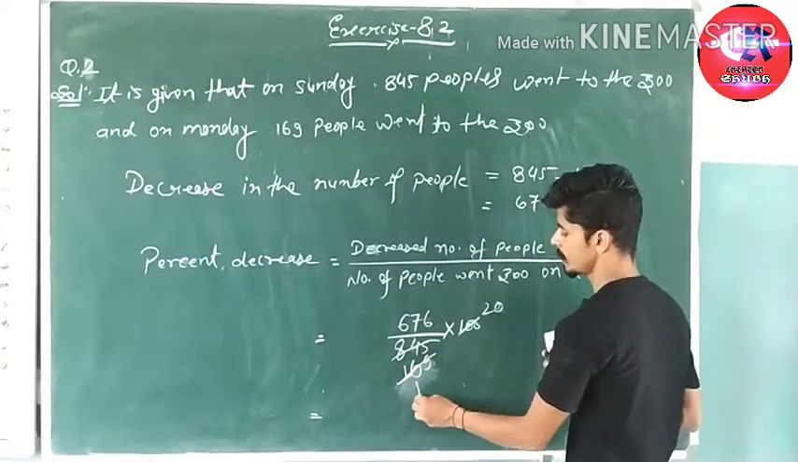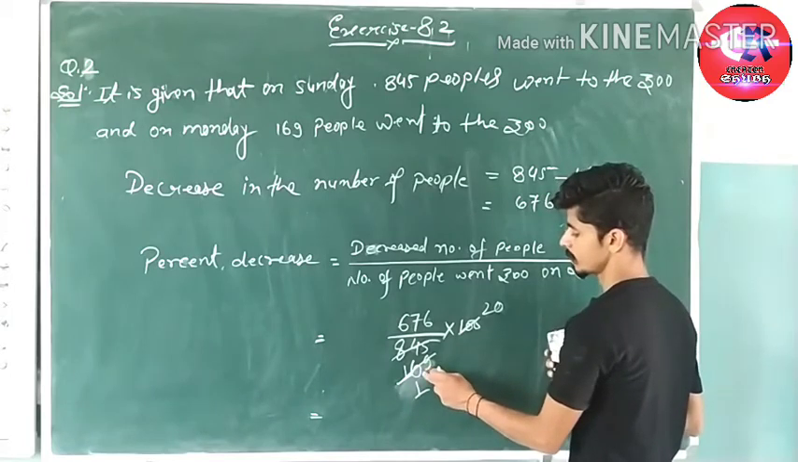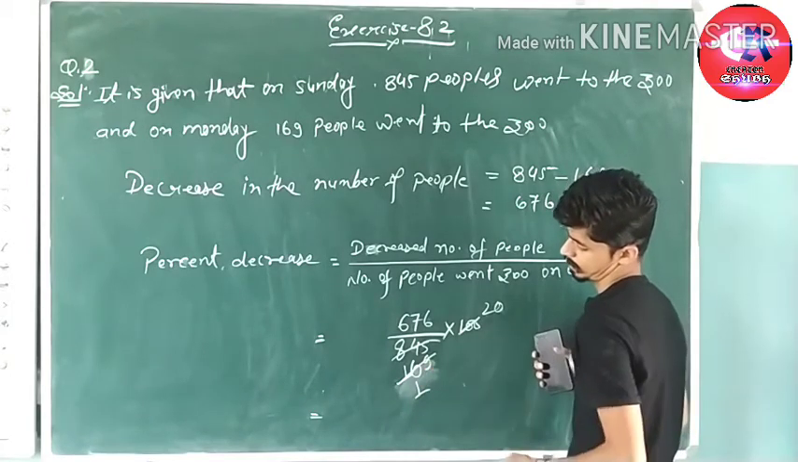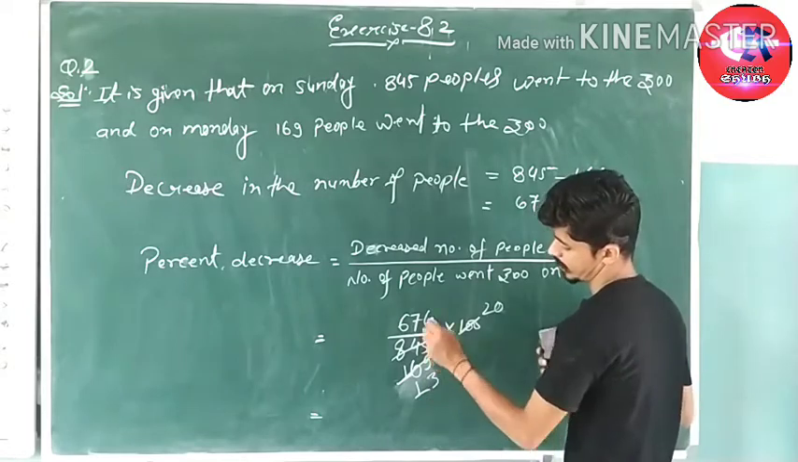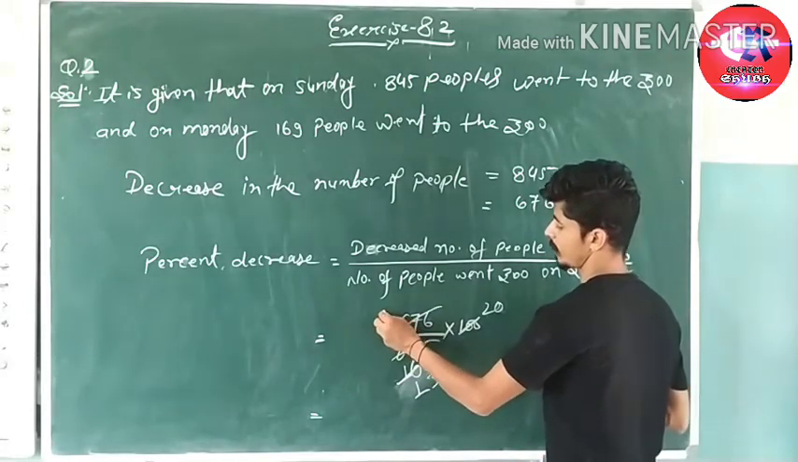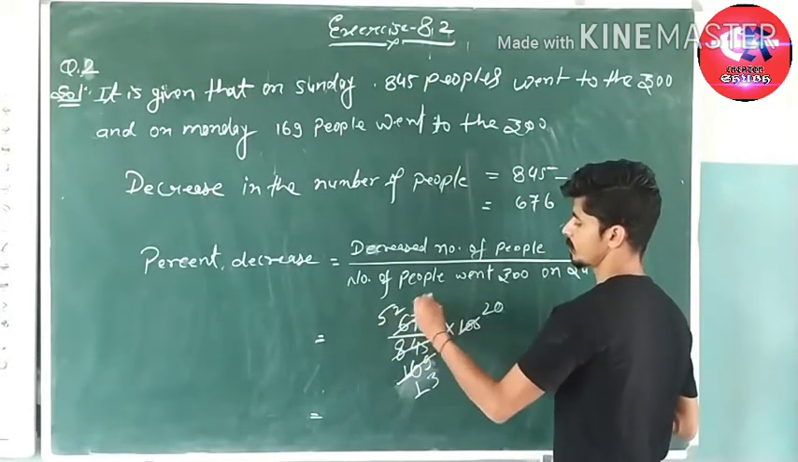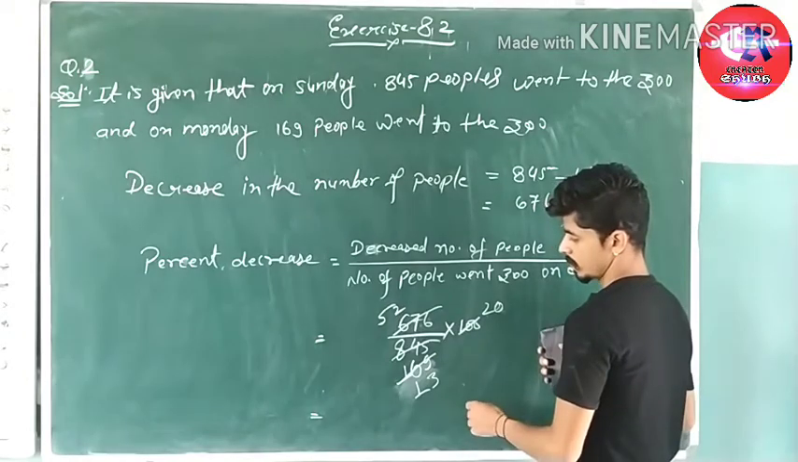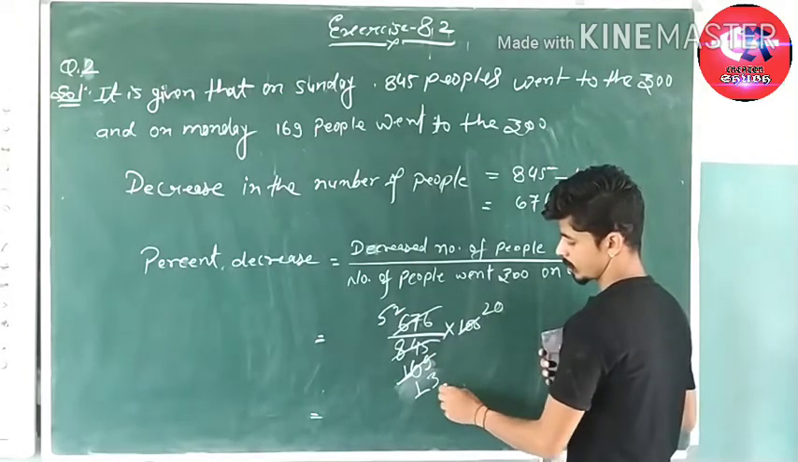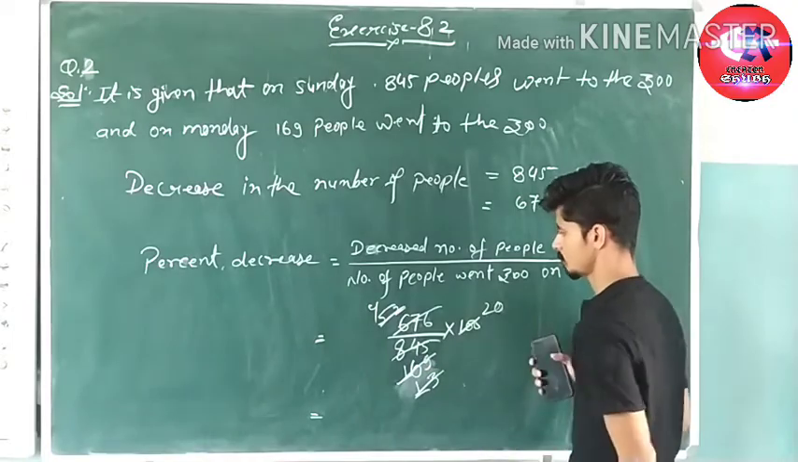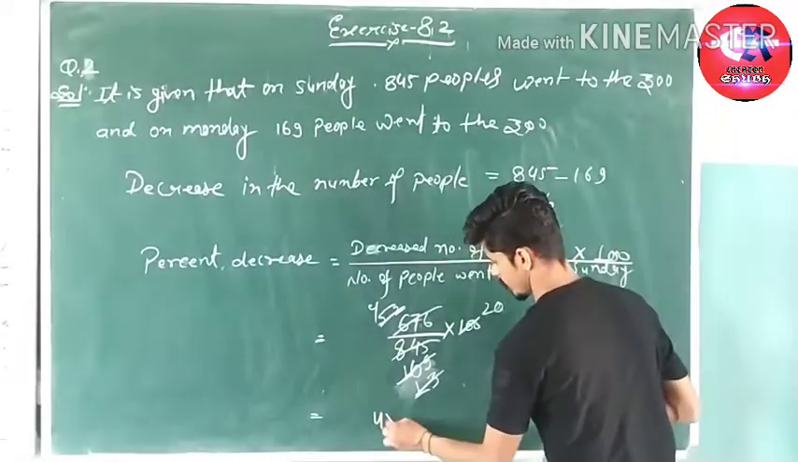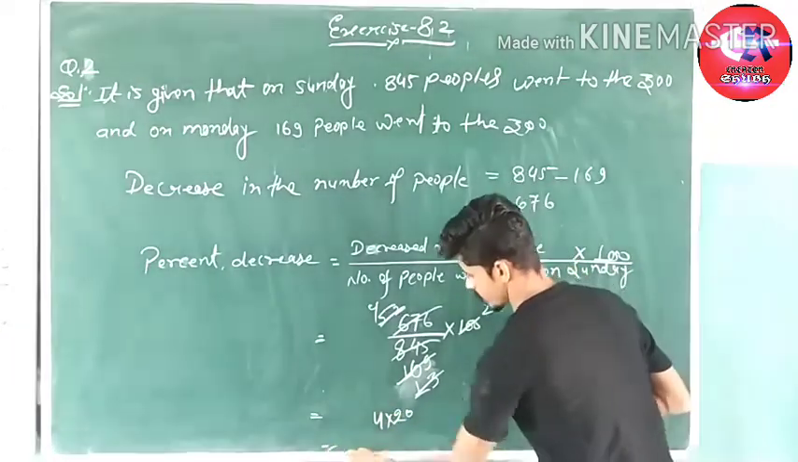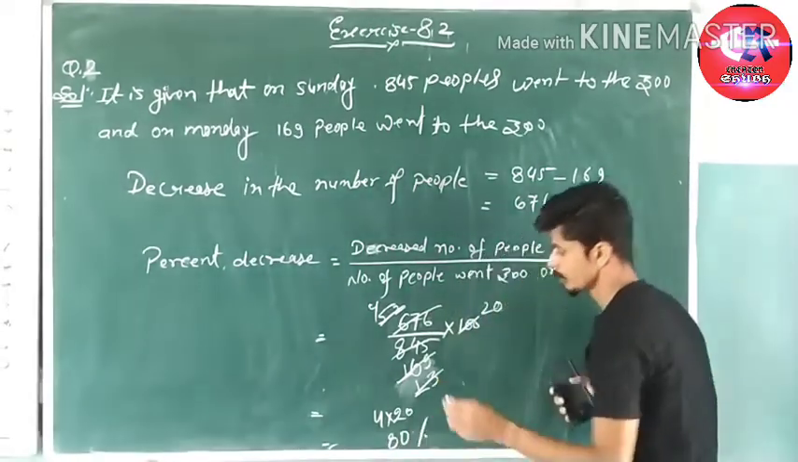13 ones are 13, and 13 threes are 39. Okay, 13 fives are 65, carry 2, 13 twos are 26. Now 13 fours are 52. So we get 4 into 20 is equal to 80%.